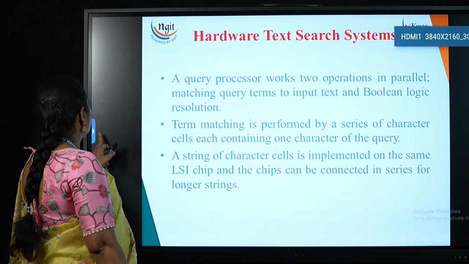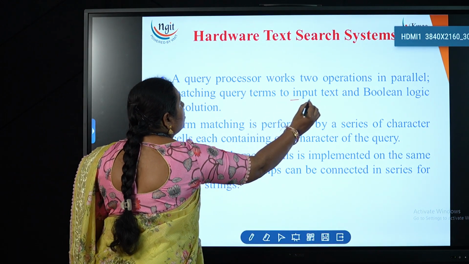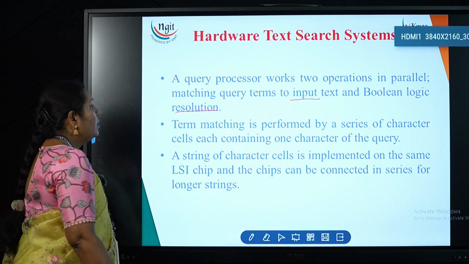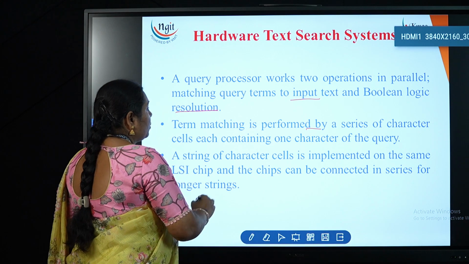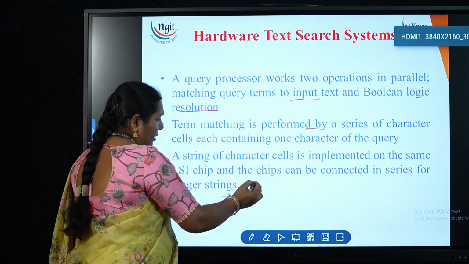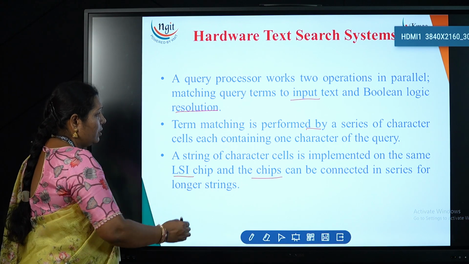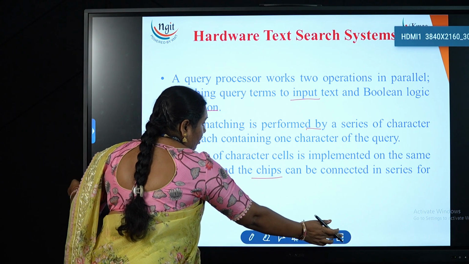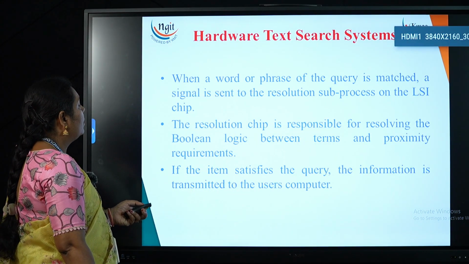The query processor has two operations. One is that it has to take the input text and give the Boolean logic resolution. It will also contain the series of characters which have to be checked according to the query. It can also use external chips called LSI for longer strings. These are the requirements for your GESCAN system.